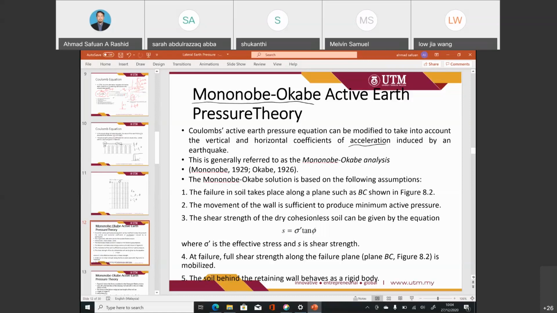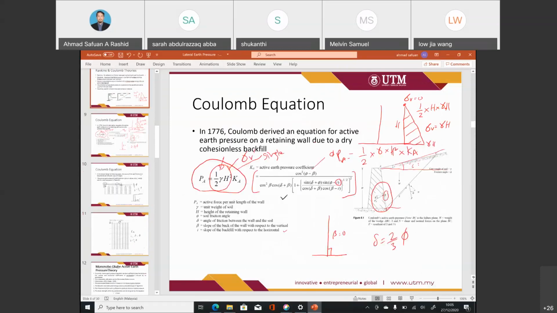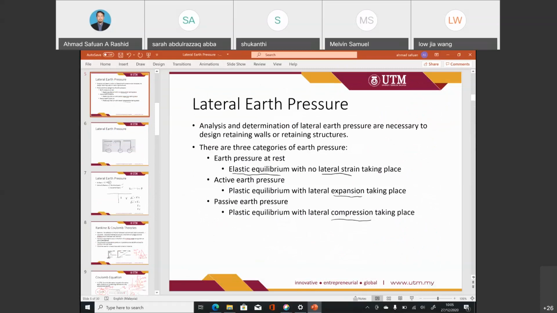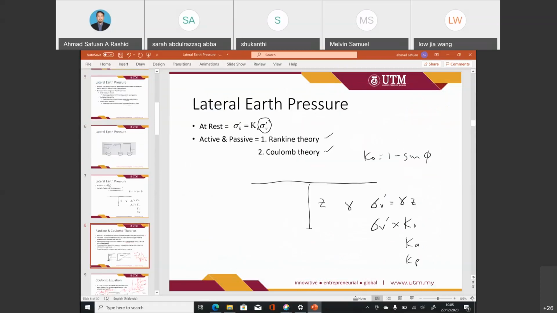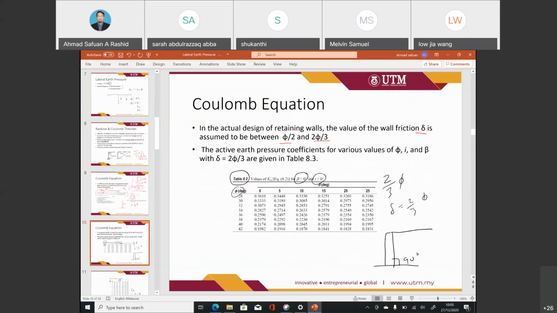The Mononobe-Okabe solution is based on the following assumptions. Most of the assumptions are similar to those assumed by Coulomb himself. The failure in the soil takes place along a plane such as BC shown in Figure 8.2, which we discussed previously. Sorry, this figure.